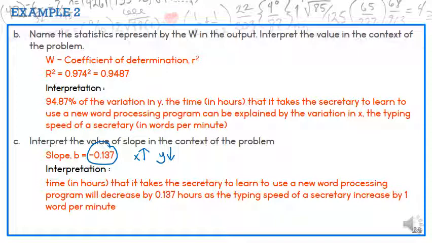Okay, so macam mana nak interpret? Time in hours that it takes for the secretary to learn to use the new processing program will decrease by 0.137 hours as the typing speed of a secretary increase by 1 word per minute. Okay? So, sebab B tu negative means that as X increases, Y decrease. X tu apa? Typing speed. Y tu apa? Time to learn new word processing.